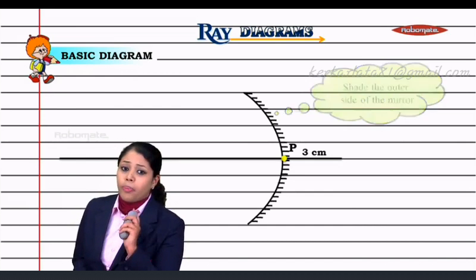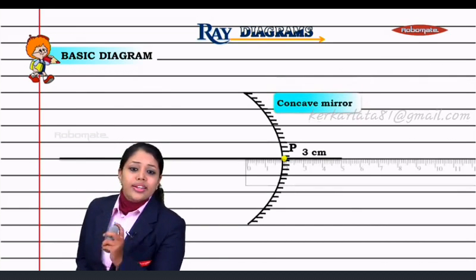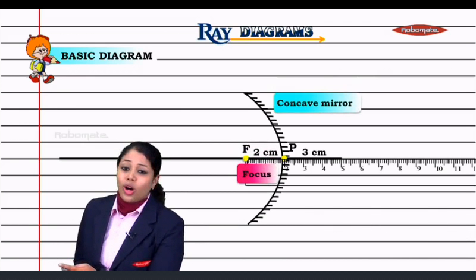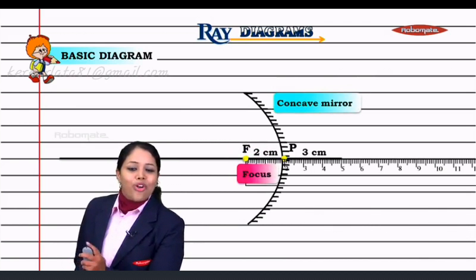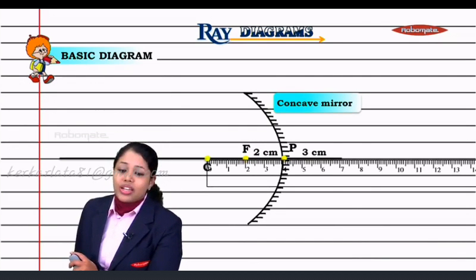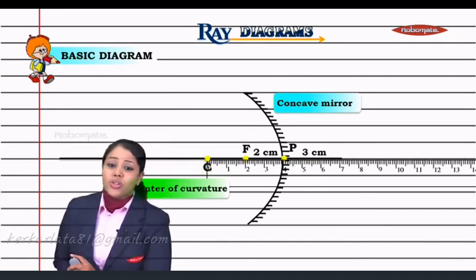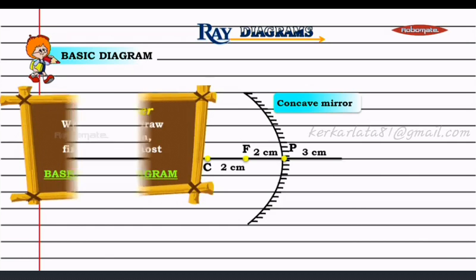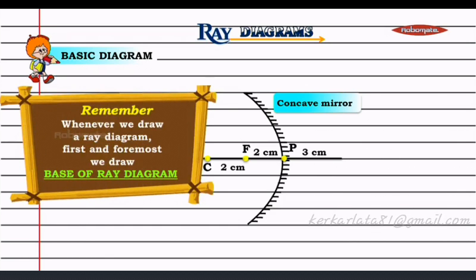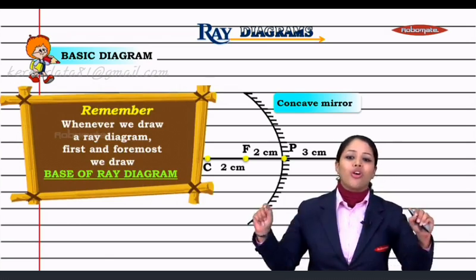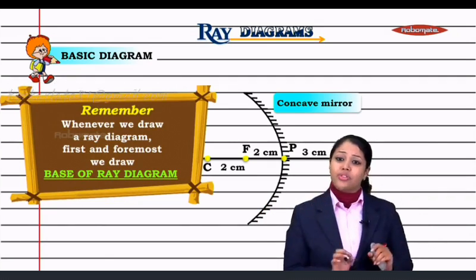Now students, from the pole, again you will mark 2 centimeter and you will mark a point called F, and you all know F means focus. From focus, again you mark 2 centimeter and that becomes center of curvature. So in this manner students, here you can see we have the base diagram ready. This is the basic diagram for making a ray diagram. So always remember students, whenever we draw a ray diagram, first and foremost you make the base of the ray diagram, and that is the base of the ray diagram.